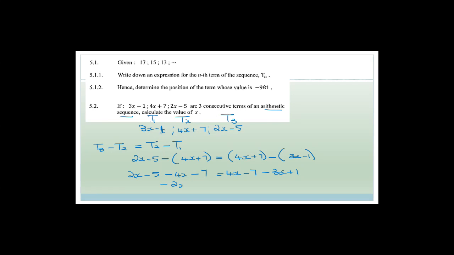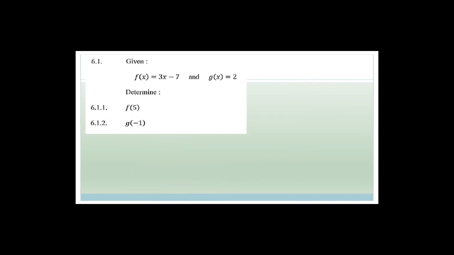2x minus 4x is minus 2x. Minus 5 minus 7 is minus 12, is equal to 4x minus 3x is x. Minus 7 plus 1 is minus 6. Okay, so if we take everything to the one side, minus 2x minus x is minus 3x is equal to minus 6 plus 12. Therefore, minus 3x is equal to 6. Therefore, x is equal to negative 2. So there we found the value of x. Okay, not too difficult if you just understand that an arithmetic sequence has got a common difference.